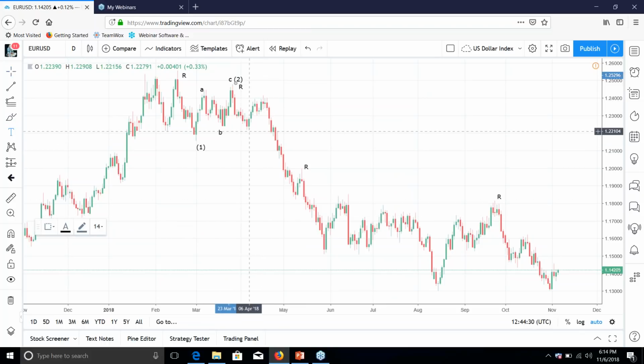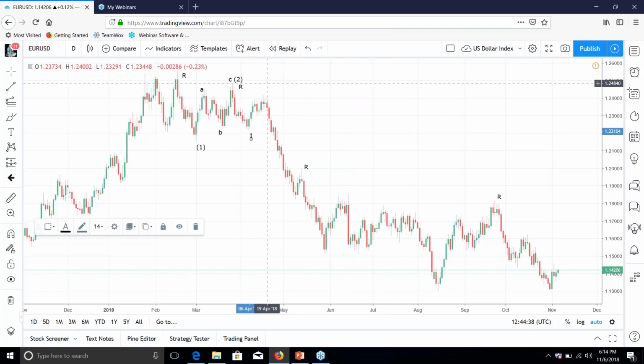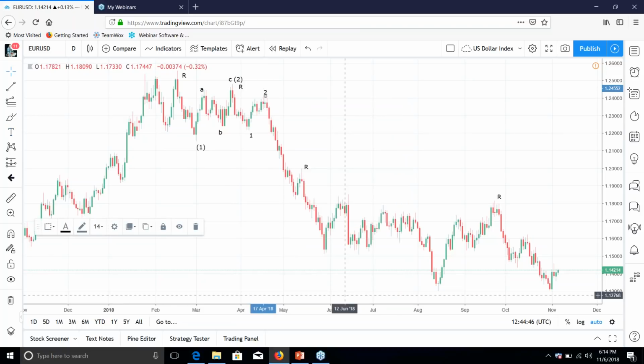Then wave 3 is again an impulse wave. It unfolds into 5 waves, and it's ideally the largest and the most powerful wave. So we are plotting wave 3 down here. Wave 3 unfolds into 5 waves, remember.